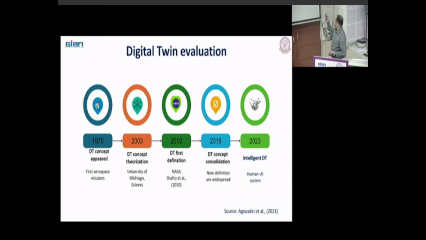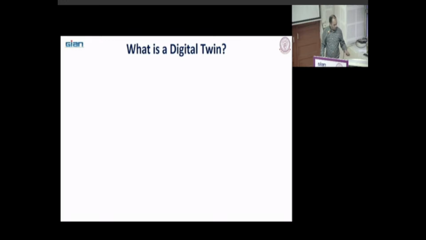And then intelligent digital twin technology. Intelligence means human-AI collaboration. So nowadays we are talking about Industry 5.0 technologies, human-machine collaboration. Those kinds of research are going on nowadays. So what is a digital twin now? Tell me.